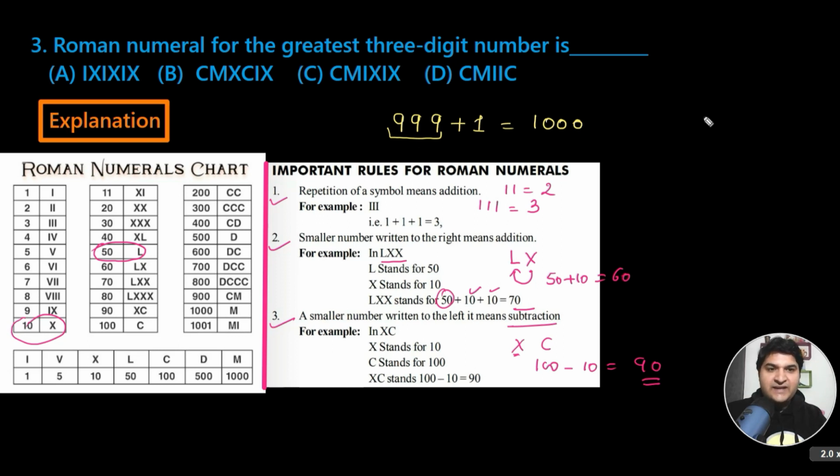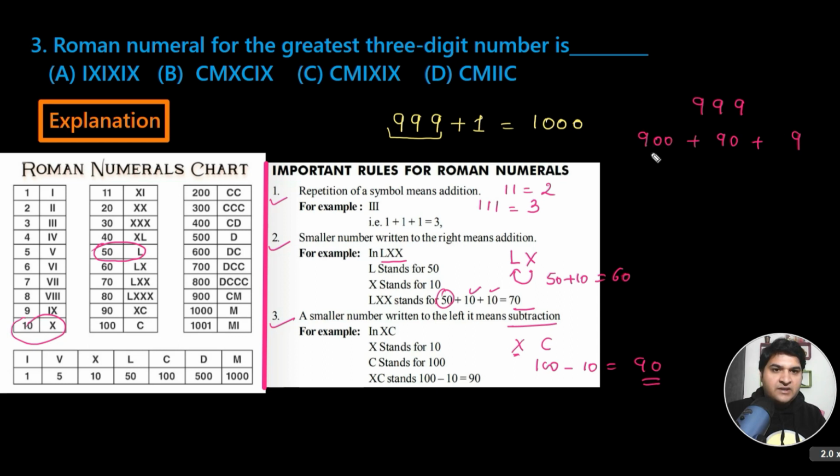Now let's try to get the exact answer. We can break this 999 as 900 plus 90 plus 9. So ultimately you will get 999. So how can we write 900? See, why I have written this number like this, because while writing this number, this becomes very easy to solve. The conversion becomes very easy.